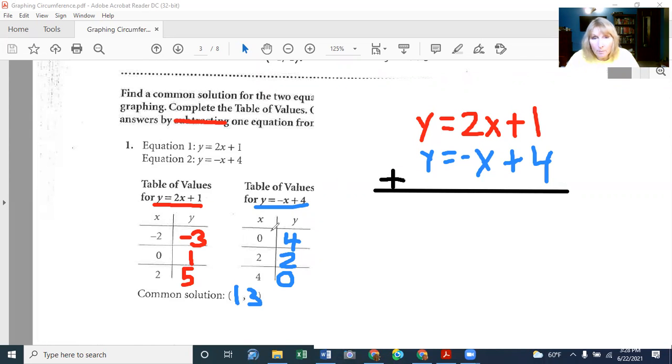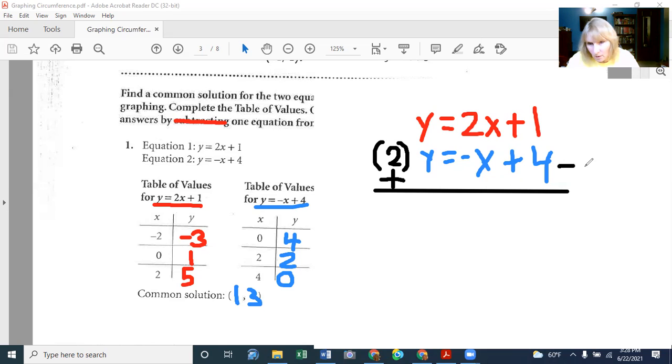Now, I can't add them the way they are because my goal is to get rid of either the x or the y. And it looks really easy right now to get rid of the x's if I'm going to add these together. So I'm going to multiply the bottom equation, the blue equation, by a 2. Why am I picking 2? Because I will show you that it'll make the x's cancel out. So I have to multiply every single term in the blue equation by 2.